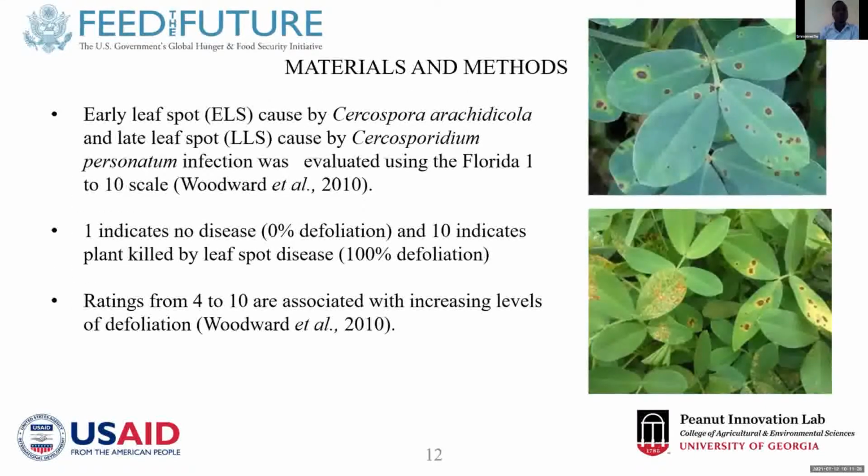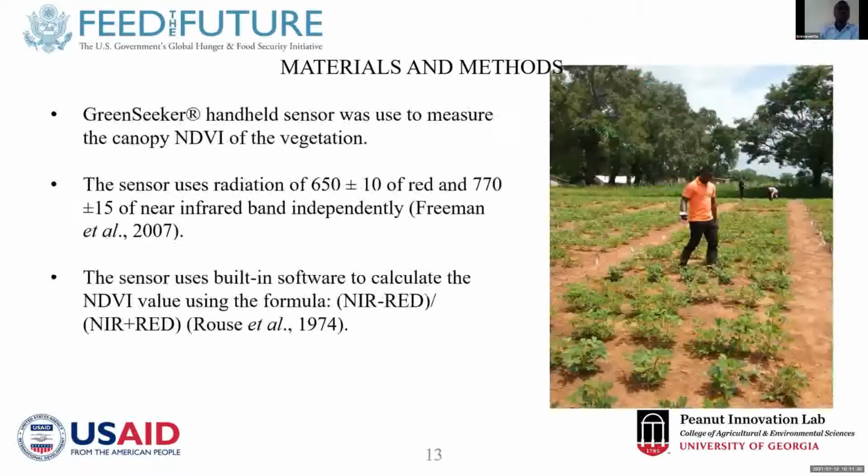Early leaf spot and late leaf spot evaluation was done using the Florida scale 1 to 10, where 1 indicates no disease and 10 indicates plants almost killed by leaf spot disease. NDVI data was recorded using the handheld GreenSeeker, which uses the formula near infrared minus red divided by near infrared plus red. This NDVI value ranges from 0 to 0.99.